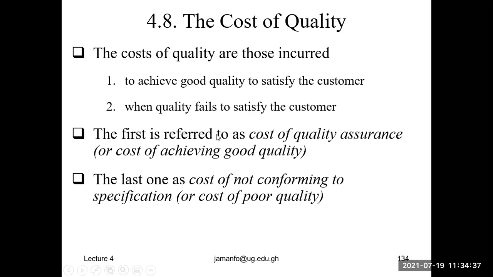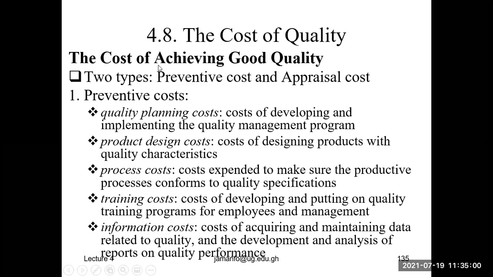The first is referred to as the cost of quality assurance or cost of achieving good quality. And the second is the cost of nonconformance or cost of poor quality. What are the costs of achieving good quality? What costs do we incur to achieve good quality? They are of two types, the preventive cost and the appraisal cost.